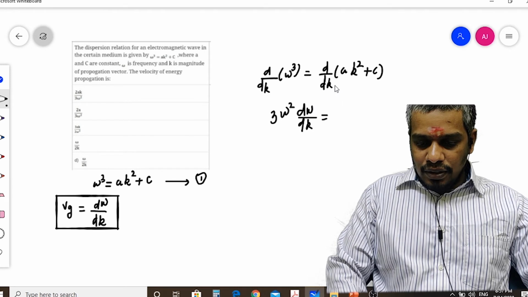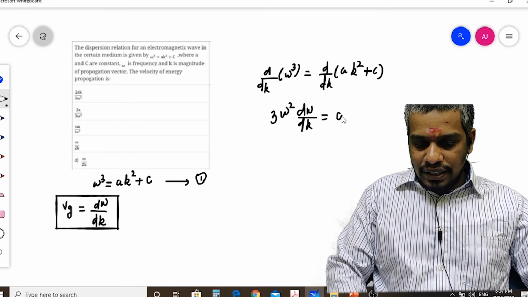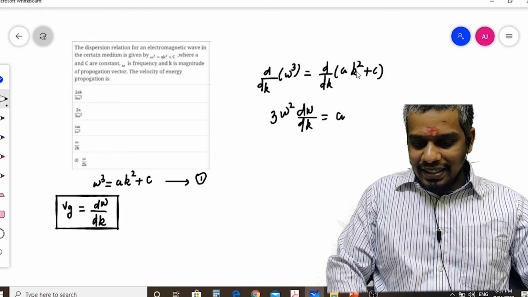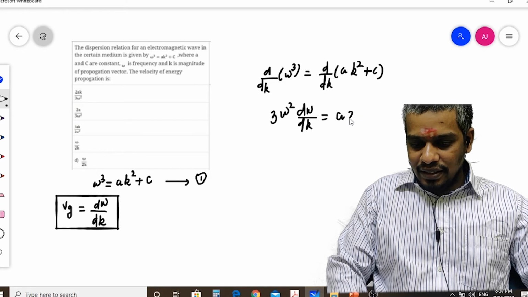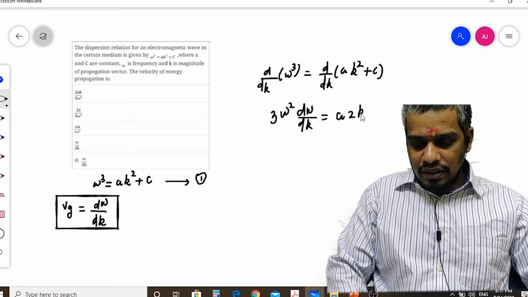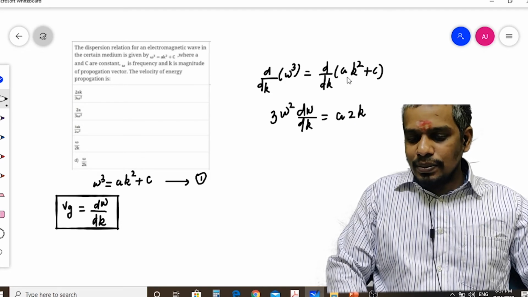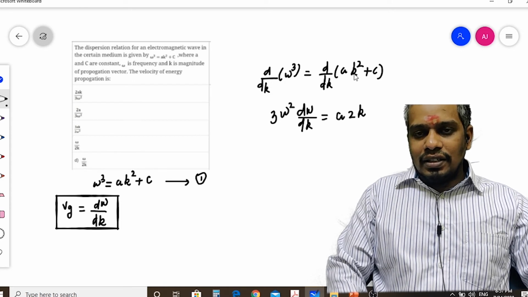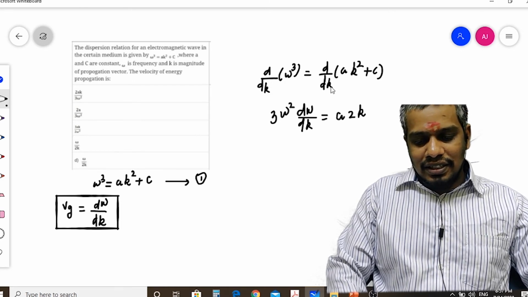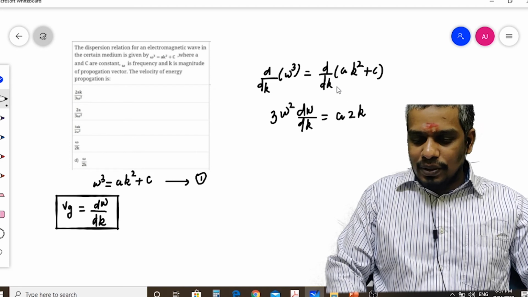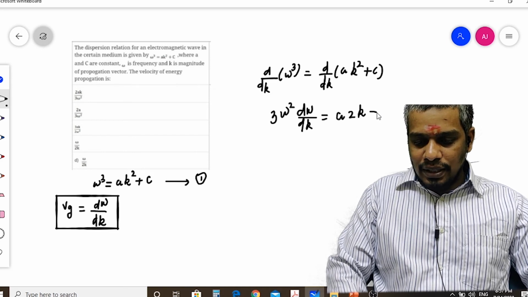Now, a is a constant, so you can take it outside. The derivative d by dk acting on k squared gives 2k. The derivative of the constant c is 0.